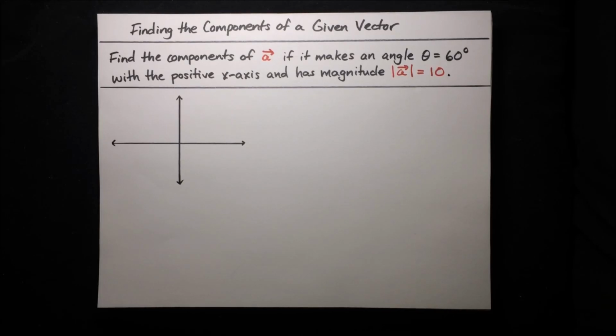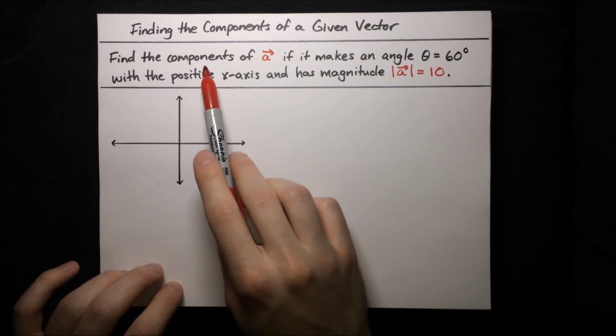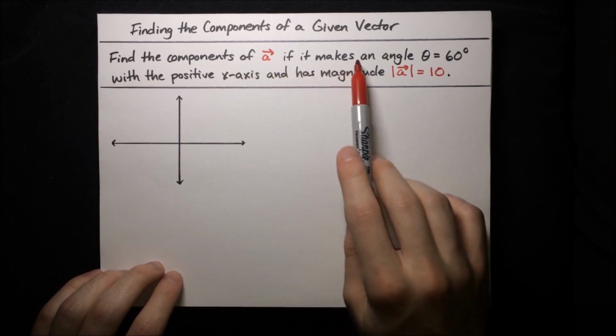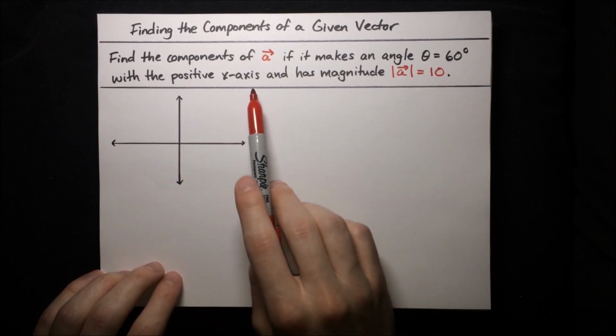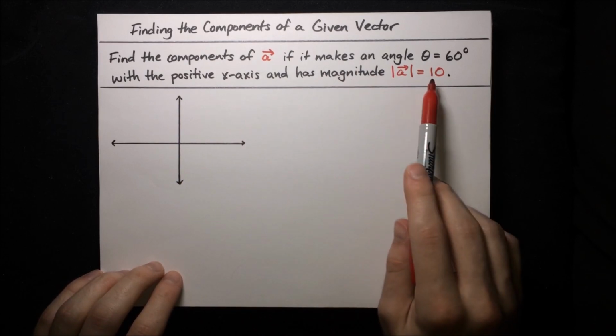In this video, I'm going to show you how to find the components of a given vector. So we want to find the components of this vector A if it makes an angle of 60 degrees with the positive x-axis and has magnitude 10.